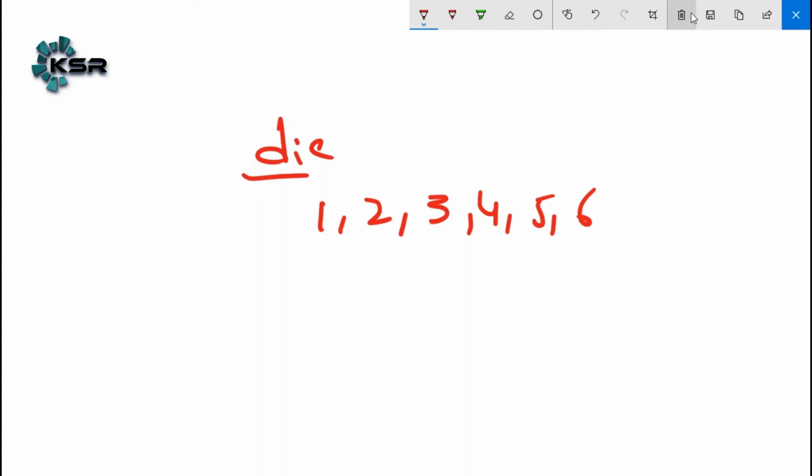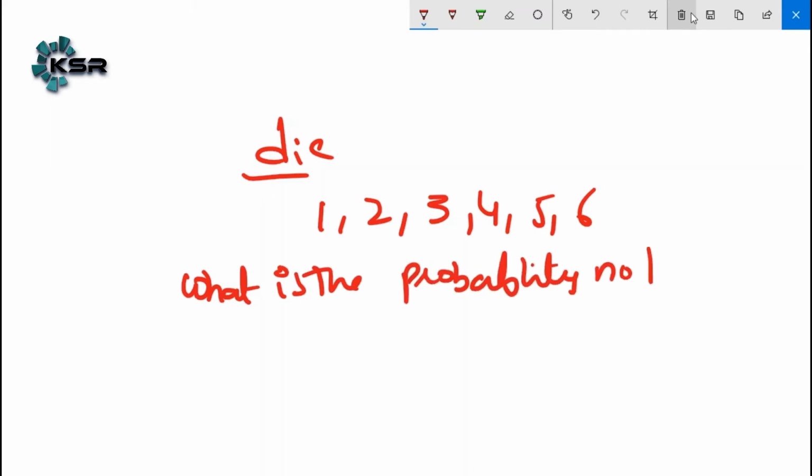But here we are not classifying the thing. As we discussed, the classic approach means classifying, and we are not able to classify. What is the probability of not getting 2? 5 by 6. The probability of not getting 2 is 5 by 6.